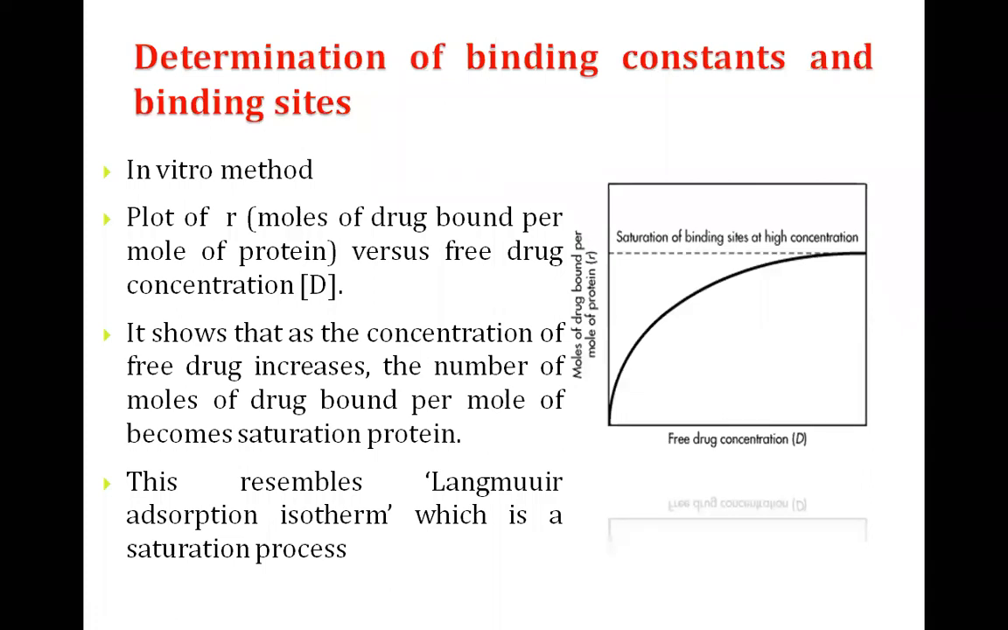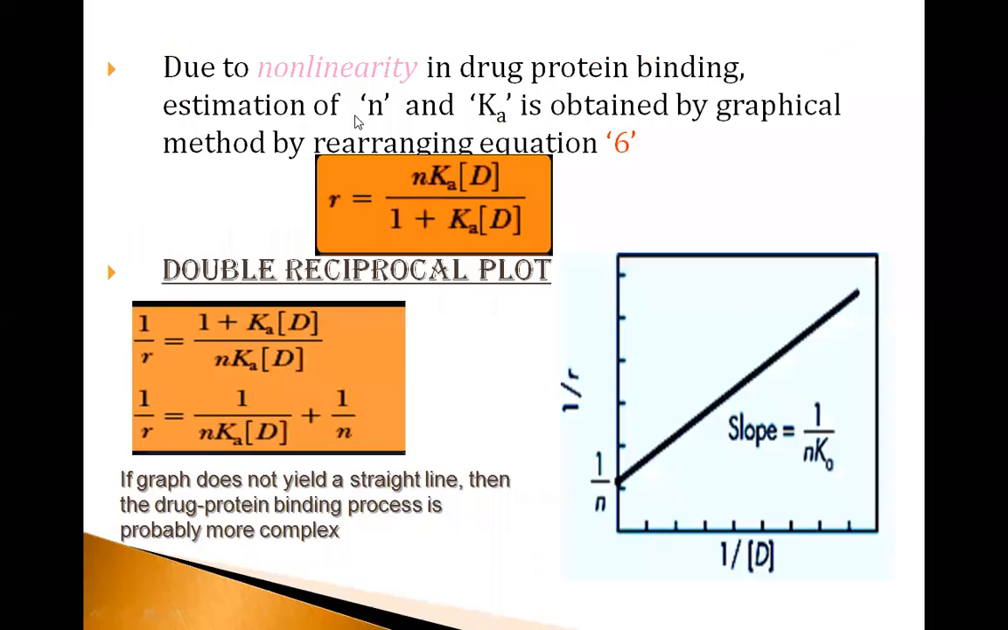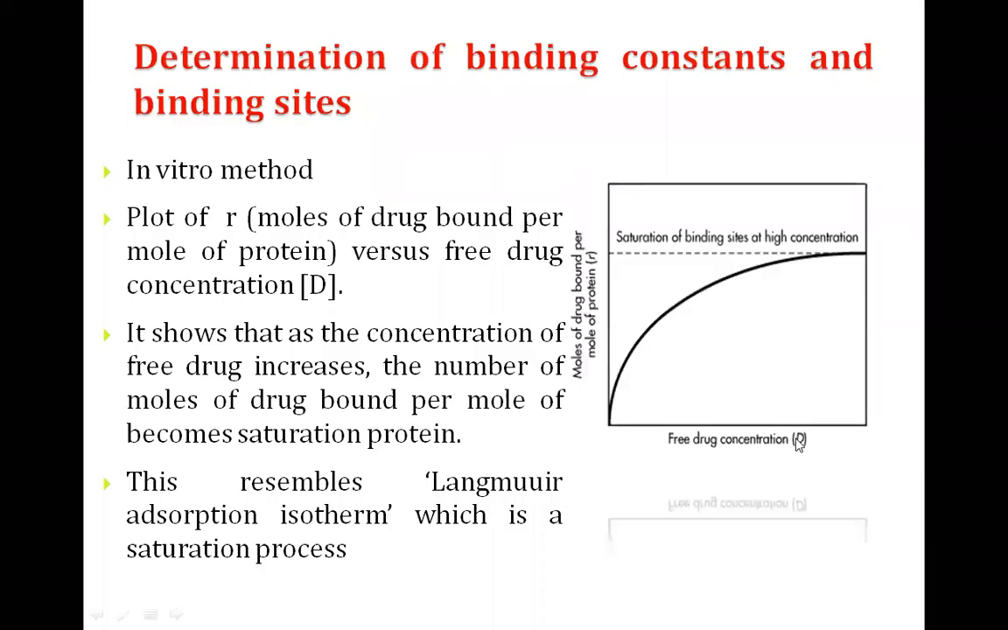Fine. So that's what the different in vitro approaches we are going to study: how to determine the Ka value and the N value. That's the determination of binding constants and the number of binding sites. Previously, what we could understand from this graph is that it's a non-linear graph. That's why drug protein binding follows non-linear kinetics. It follows a straight line, then gradually it takes a curve. So overall it is a curved line.